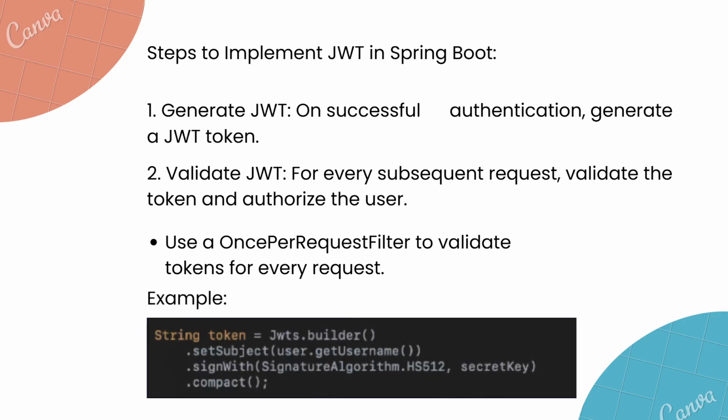Third one is JWT token generation. Code: String token = Jwts.builder().setSubject(user.getUsername()).signWith(SignatureAlgorithm.HS512, secretKey).compact(). Example: it generates a JWT token with the user's username embedded in it. The token is signed with a secret key for security.